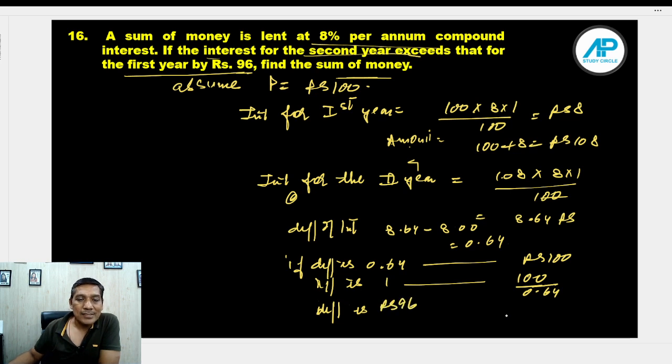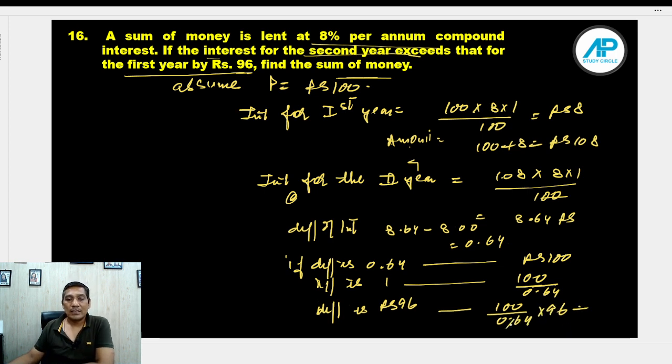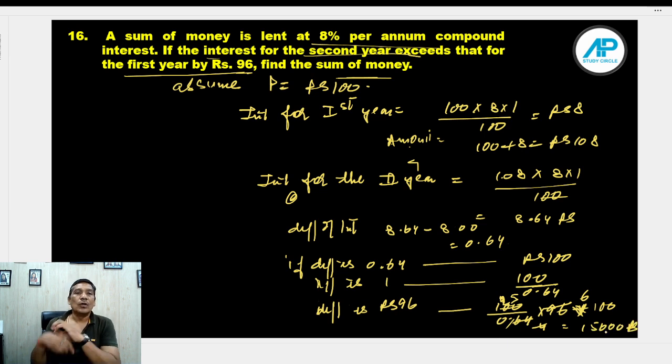And if difference is rupees 96, we got 100 upon 0.64 into 96. Take one more 100 in the numerator. I think it will go by 16. 16 times 4, 16 times 6, 4 times 25. You got 15,000 as the value of the principal. I hope you understand this question very well. So always try to use rupees 100 for these kinds of questions.